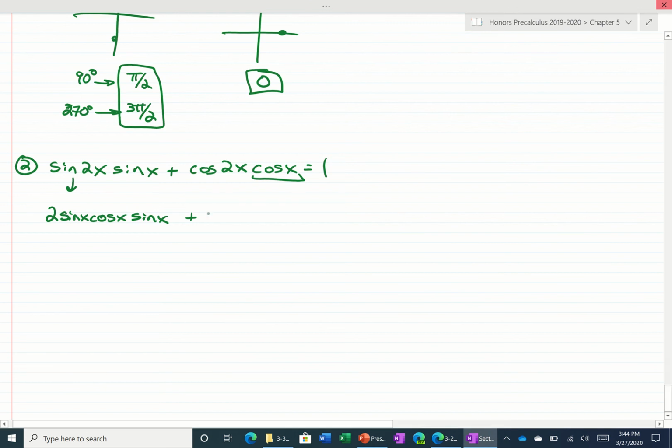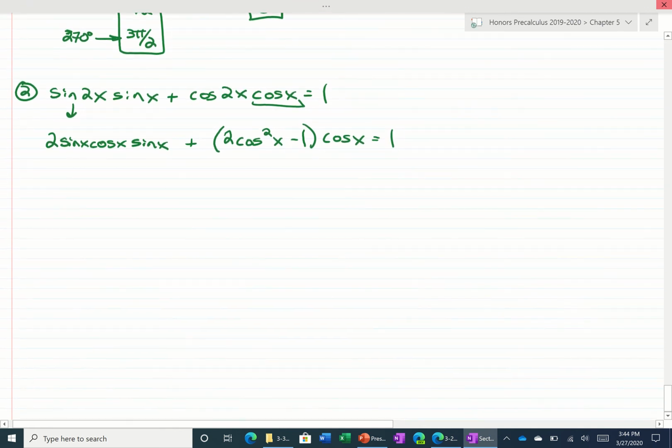So I'm just going to use the formula for cosine of 2x. I'm going to use 2 cosine squared of x minus 1. I'm going to multiply that by cosine of x. And then we should be able to get the answer doing it this way. Let's see what happens. Sine x times sine x is sine squared of x, which I'm just thinking is a Pythagorean identity, but I'll keep that in my back pocket. And then this would be plus 2 cosine cubed of x minus cosine of x, and that's equal to 1.